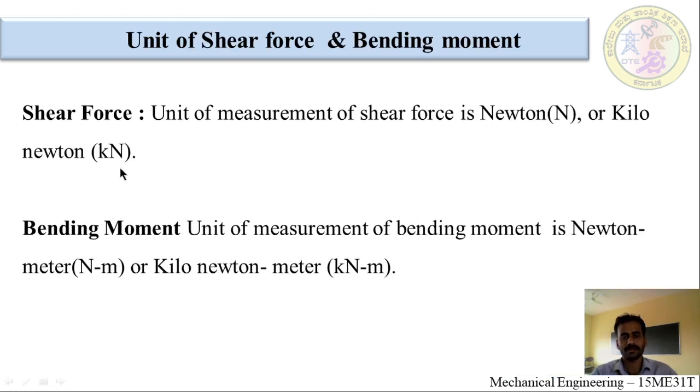So units of measurement. The shear force is measured in Newton or in kilonewton, as it is a force. Now, what is the unit of bending moment? The unit of measurement of bending moment is Newton meter, as it is a moment, that is force into distance. Force is in Newton, distance is taken in meters, or kilonewton meter. If the load is in kilonewtons, you have to consider it as kilonewton meter.